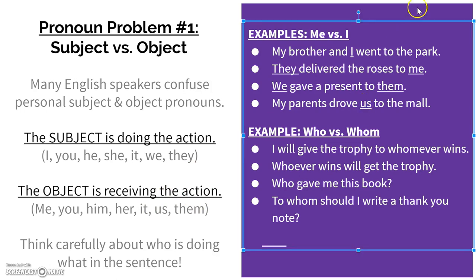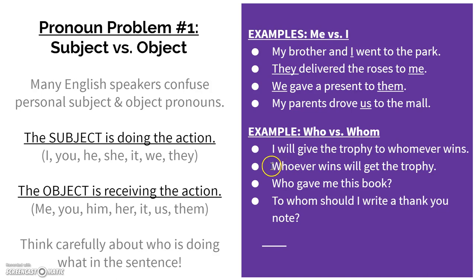Once you get subject versus object pronouns figured out, the whole who versus whom controversy gets simpler as well. We use the word who to refer to subjects and whom to refer to objects. So I will give the trophy to whomever wins. I'm doing the action of giving. I'm giving a trophy to an indirect object, to some other person who's going to receive the trophy, so I want whom, which is the object pronoun.